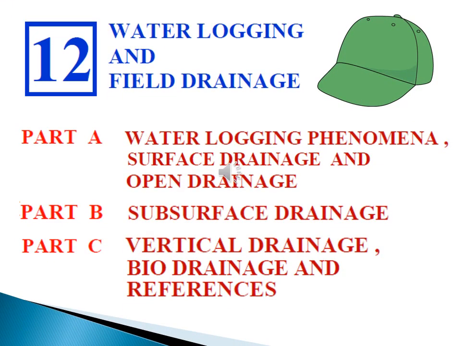My dears, continuing chapter 12, waterlogging and field drainage. Really, we'll divide this chapter into 3 parts for simplicity: Part A, waterlogging phenomena, surface drainage and open drainage; Part B, subsurface drainage; and Part C, vertical drainage, bio drainage and references. Let us see together.